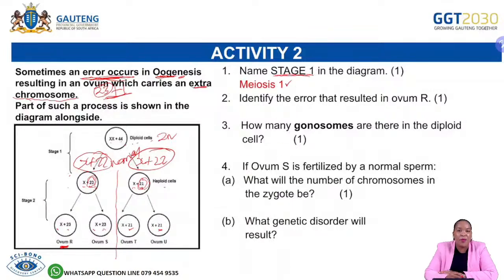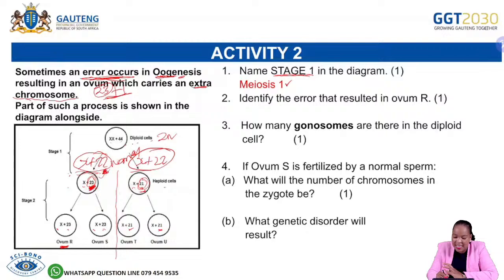That is meiosis 1. Now, if they were asking you what phase was that, then you would say anaphase 1 of meiosis 1, because this is where the first division was taking place, the first separation. And in this separation, you can already see that it was an abnormal one. The separation failed. There was an extra chromosome in this cell. You see, you have X plus 23 when it was supposed to be X plus 22. So that was a failure to separate there.